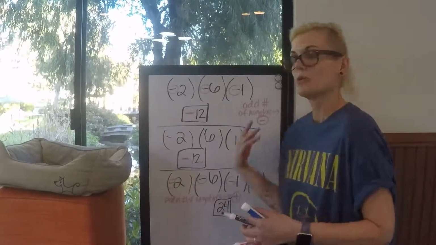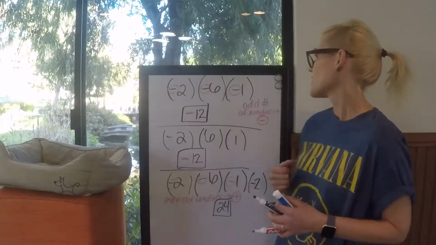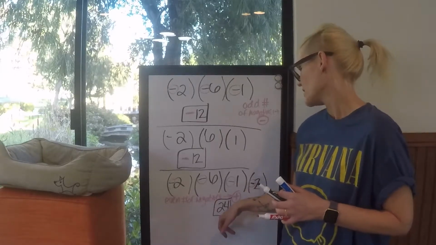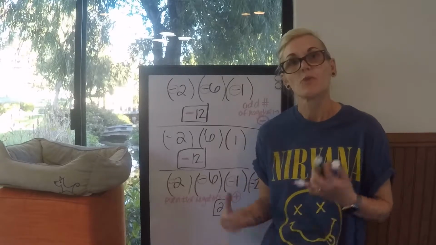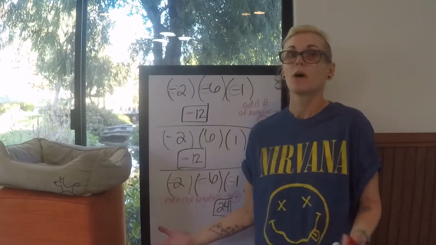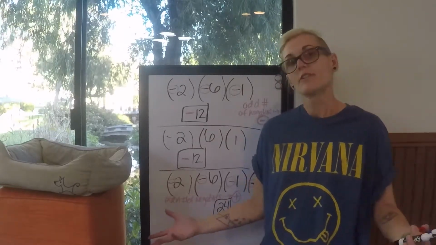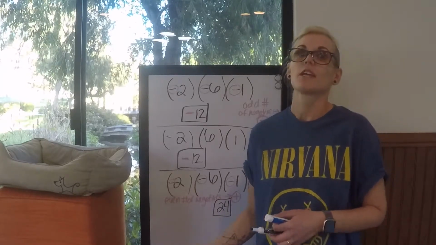Okay, so those are your rules for multiplication and division. Count the number of negatives. If it's odd, it's negative. If it's even, it's going to be positive. If you're only multiplying with two integers, if the signs agree, positive. If the signs disagree, negative. I hope that helped, and in the next video we're going to talk about what to do when you have integers and exponents.